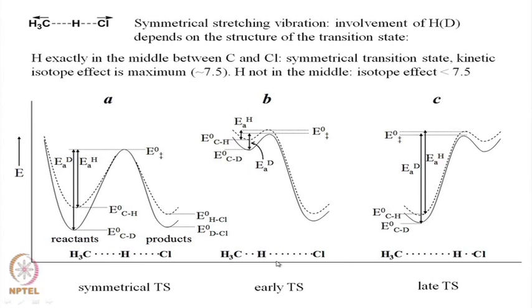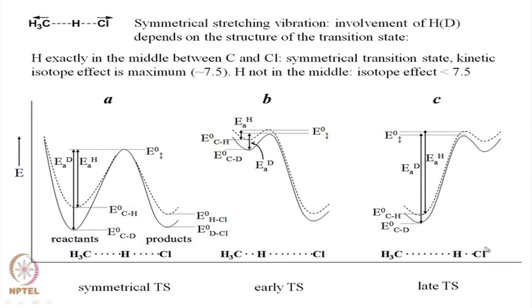What about the early transition state? Early transition state means it resembles, very close to the starting point. So you see the activation energy is this much for deuterium and this much for hydrogen. Not much difference can be expected here, but here the difference is huge. So that is the early transition state, and now the late transition state.